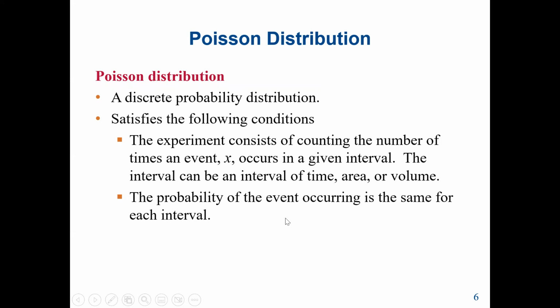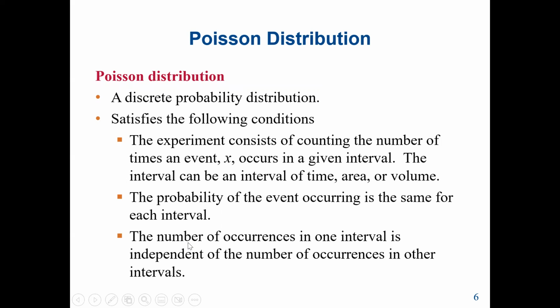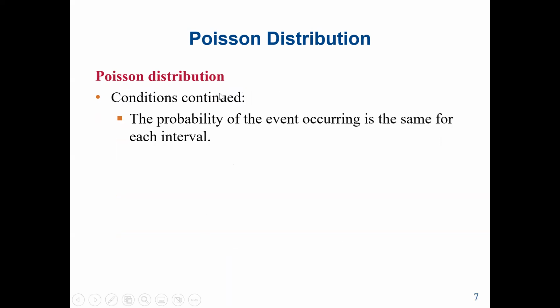So the probability of the event occurring is the same for each interval. And also the number of occurrences in one interval is independent of the number of occurrences in other intervals. So this is not a conditional probability. So in a Poisson distribution, the probability of the event occurring is the same for each interval, as we said earlier.